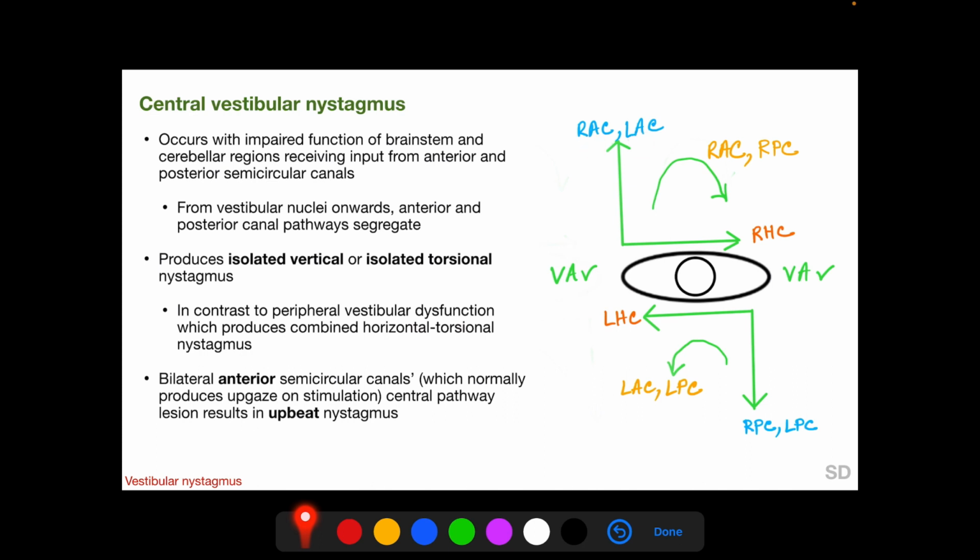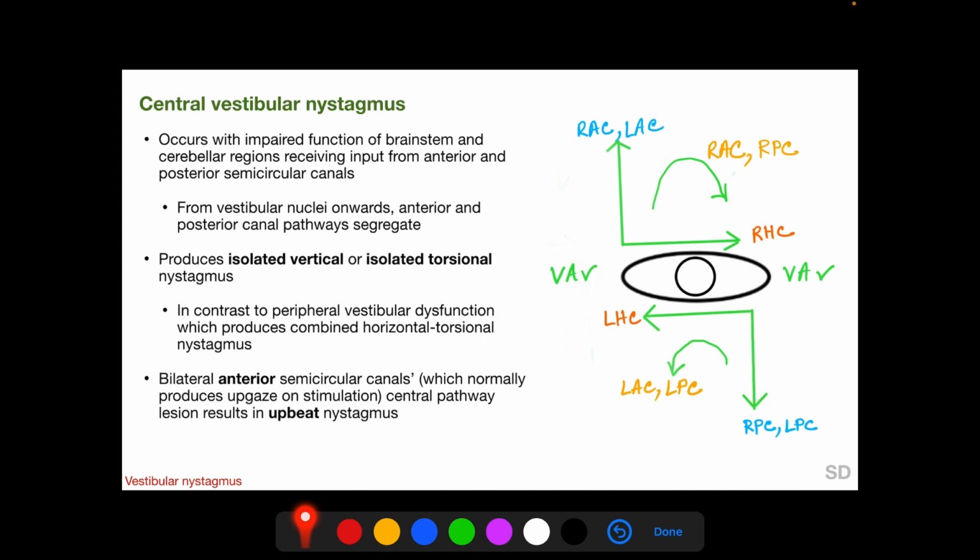Anterior semicircular canals of the right and the left inner ears are stimulated by downward head rotation, and upon stimulation produce upgaze. Similarly, the posterior semicircular canals of the right and left inner ears are stimulated by upward head rotation, and on stimulation they produce downward gaze.